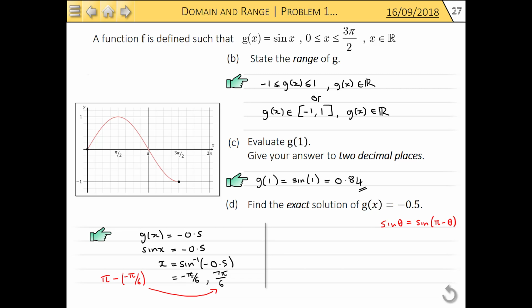So to finish off this question, we've got to make it clear that we're rejecting the minus pi over 6. So we can say therefore x equals 7 pi over 6, because minus pi over 6 is outside of the domain.